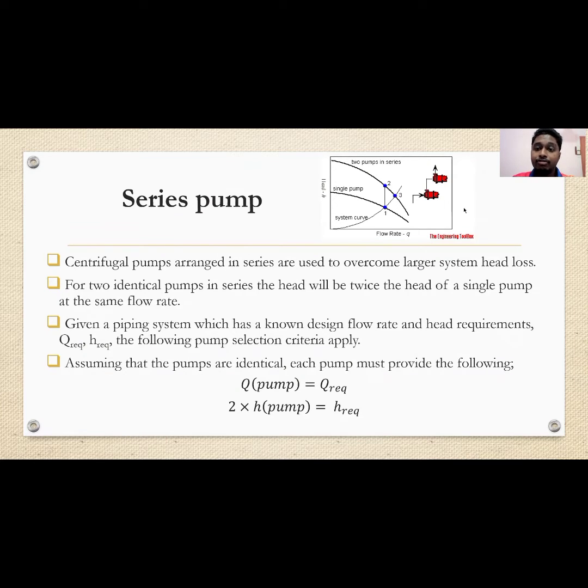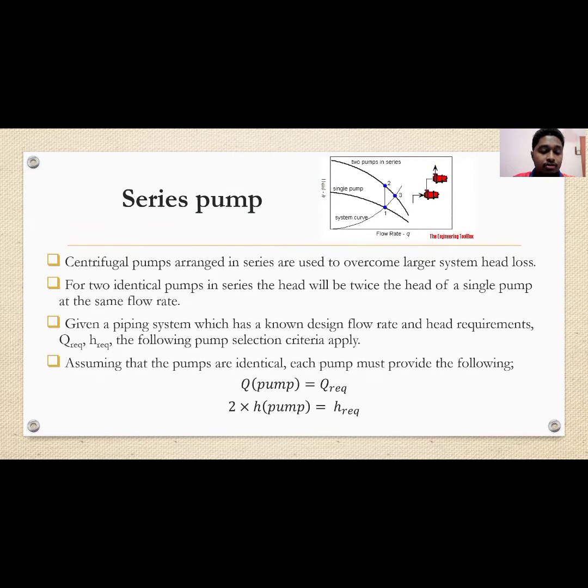This is the performance curve of a series pump. Series pumps are basically centrifugal pumps arranged in series, which are used to overcome larger system head loss. For two identical pumps in series, the head will be twice the head of a single pump at the same flow rate. Given a piping system which has a known design flow rate and head requirements, the following pump selection criteria apply.